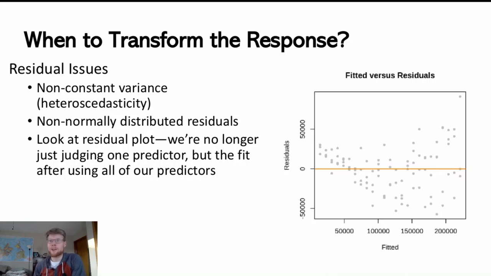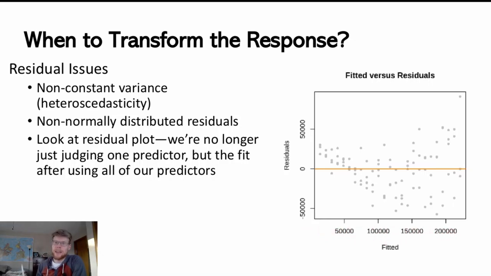we have just one predictor, maybe we have a lot of predictors, but we might have this problem that the residuals of our fitted model are non-normally distributed or at least don't have constant variance when we look at the fitted values. So here's an example of a residual plot where we clearly see non-constant variance in the residuals as our fitted values increase.